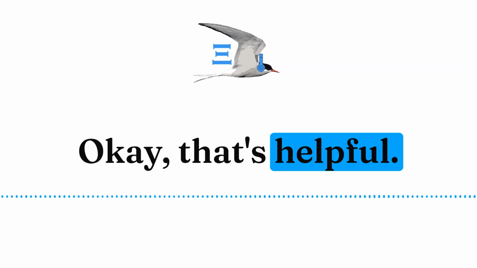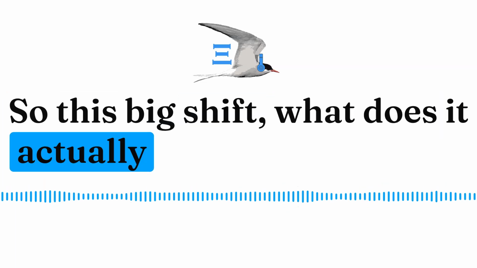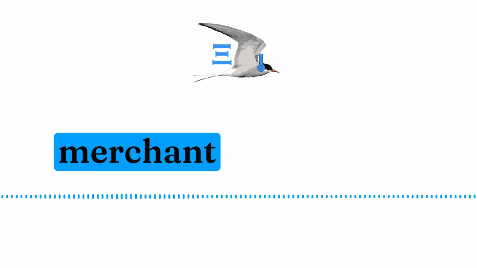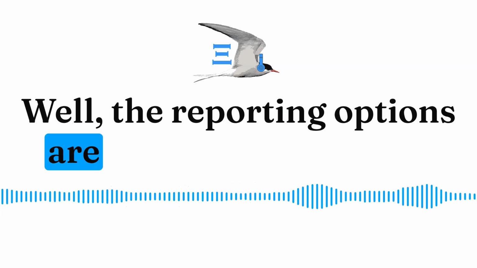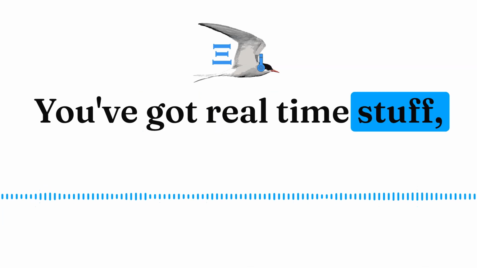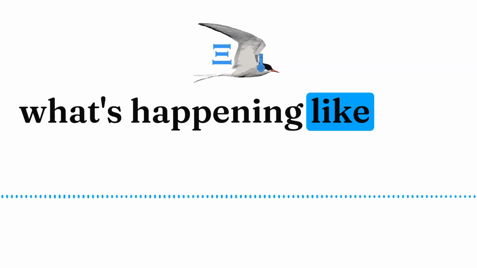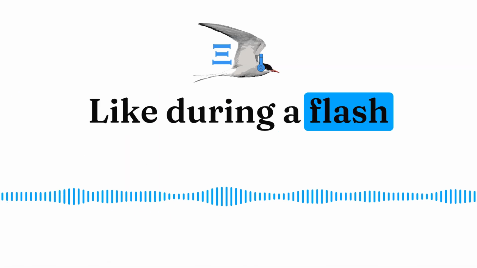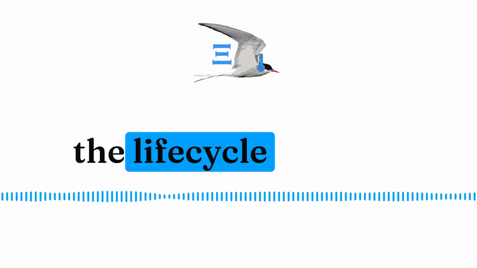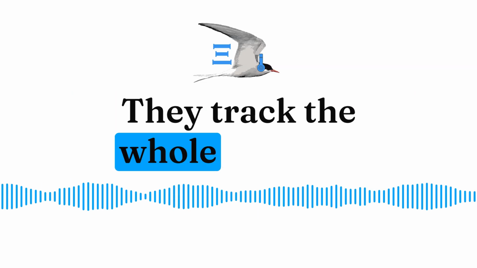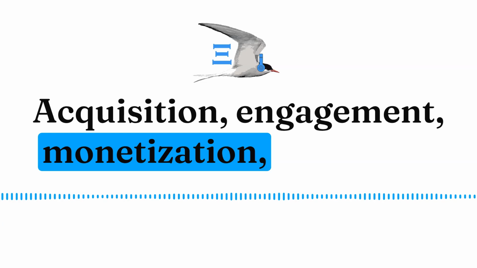Okay, that's helpful. So this big shift, what does it actually mean for a Shopify merchant day-to-day? What are the real wins? Well, the reporting options are way more powerful. You've got real-time stuff, which is cool for seeing what's happening right now in the last 30 minutes. Like during a flash sale or something? Exactly. But the real strategic gold is probably in the lifecycle reports. They track the whole journey: acquisition, engagement, monetization, retention.